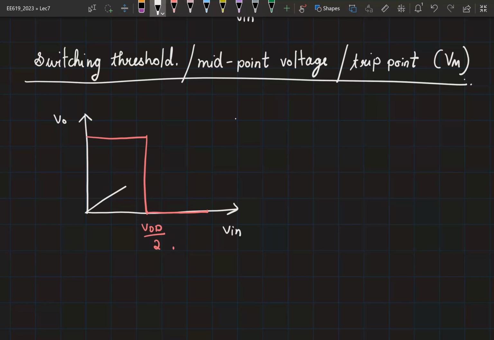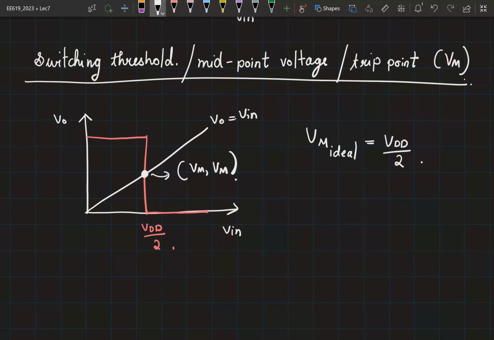Now, if I pass a line, V0 equal to Vn, then the point where this intersects is called the trip point or the midpoint voltage of this inverter. So this point is basically Vm, Vm. And what is the ideal trip point? This will be equal to VDD by 2.